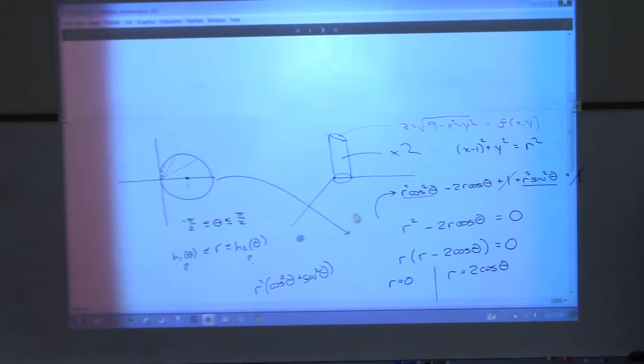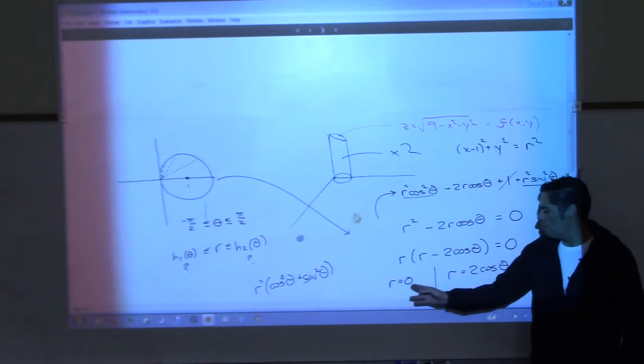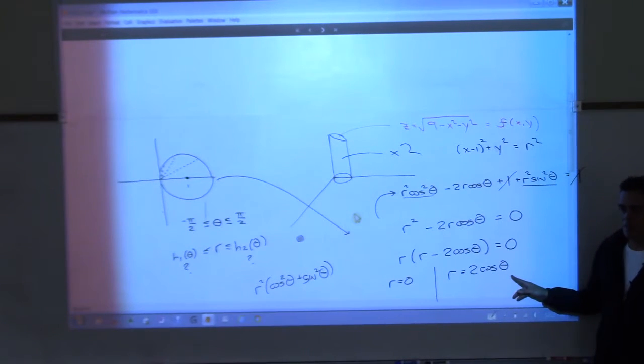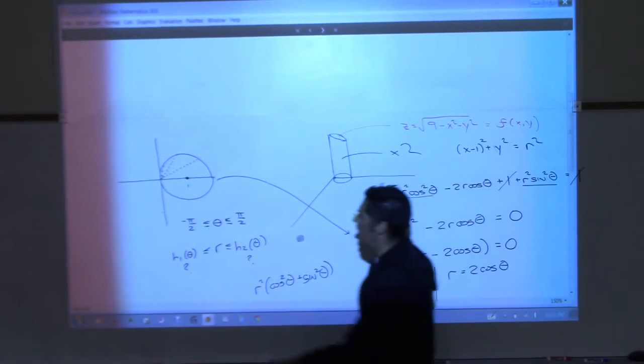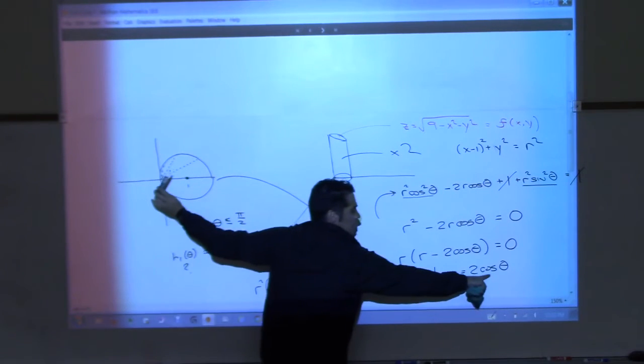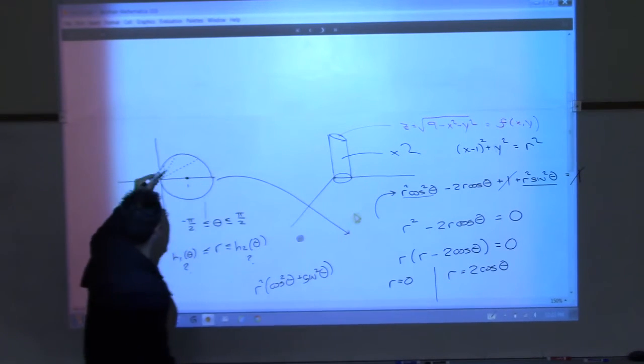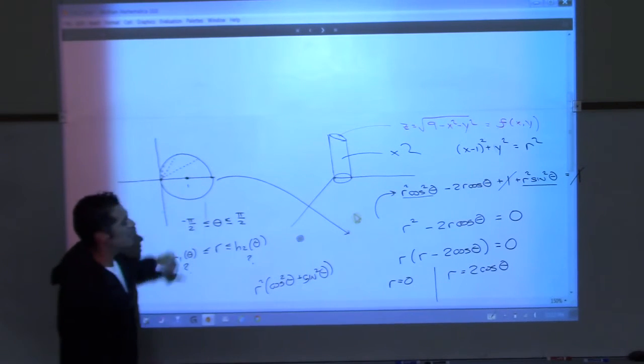Yeah. All right, so now let's see if this makes sense. This is saying that our radius is either 0 or 2 cosine theta, right? So let's check this. If my angle theta is 0, what's r? It's 2, right? Cosine of 0 is 1 times 2. That would give me 2. So we would say walk between 0 and 2, right?